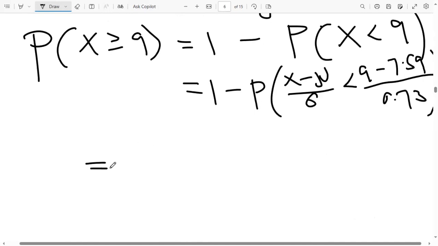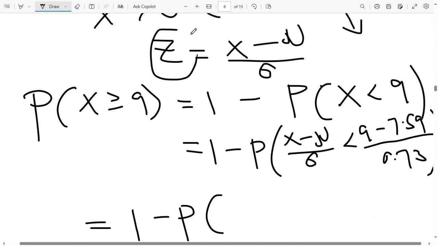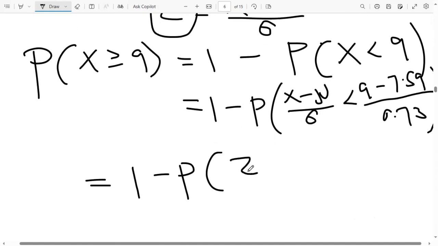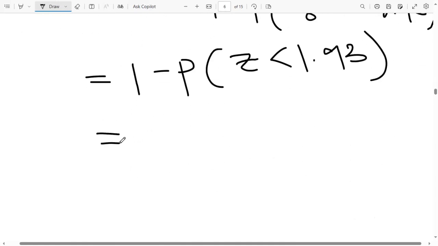So this will be equal to 1 minus the probability. We know that whatever we have here is just equal to Z. So we're going to say Z is less than, and then here you just punch into your calculator, we're going to find 1.93. Okay, so we know how to do this now. So this will be 1 minus this probability here.